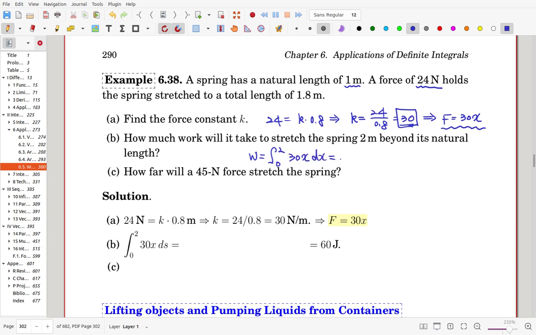Okay. So that is now 15x squared from 0 to 2, which is now 60, of course, Newton meter. So that is joule.